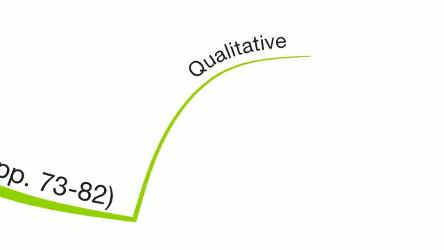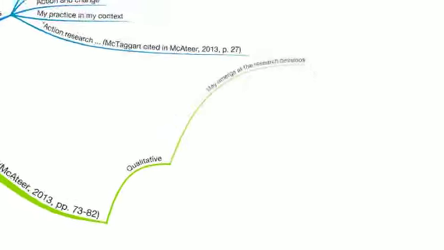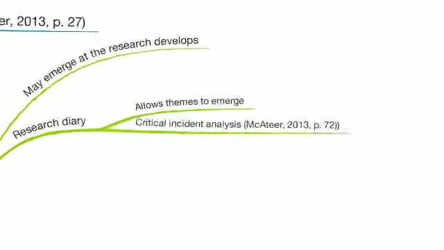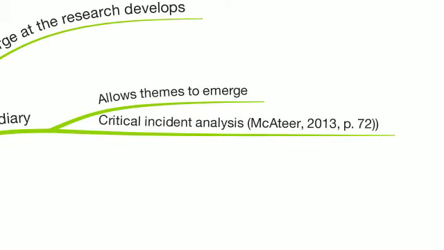Primarily, action research is qualitative in its nature. The precise forms of data collection may well emerge as the research develops. Research diaries or journals are very common, and these allow themes to emerge as the project progresses and the researcher's ideas become clearer. Critical incident analysis can form a very useful way of analysing and interacting with this research diary.